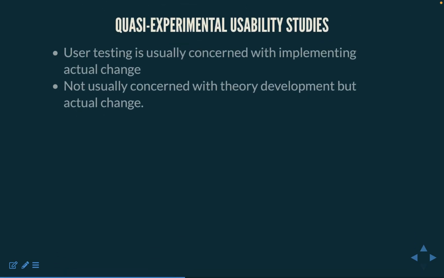User testing is usually concerned with implementing actual change, either at the design stage or to assist in creating systems specifically for a new design. It is not usually concerned with theory development, but actual change.